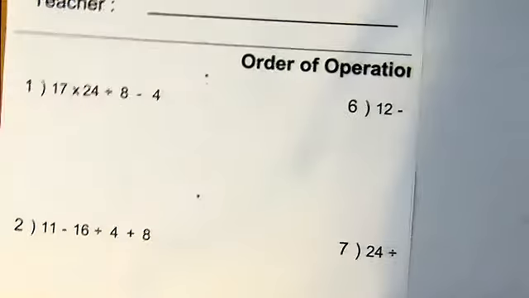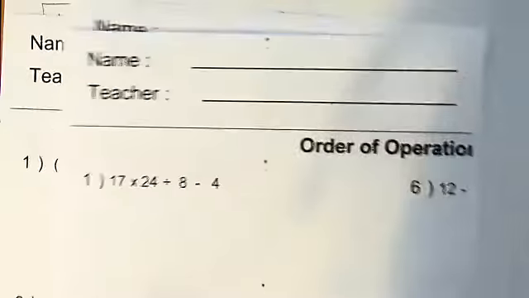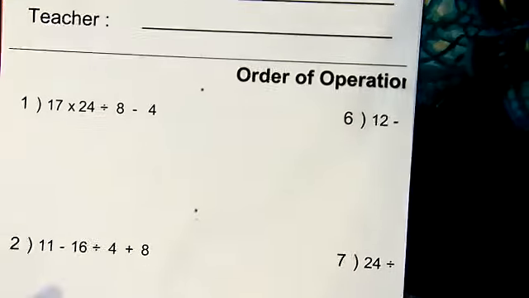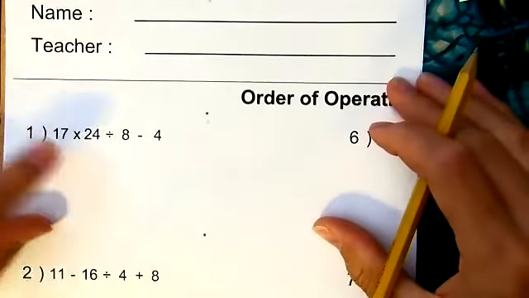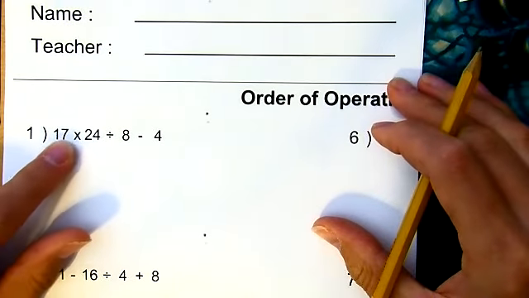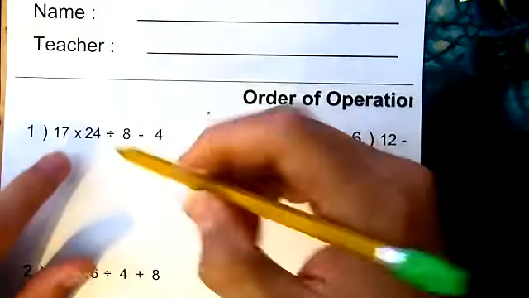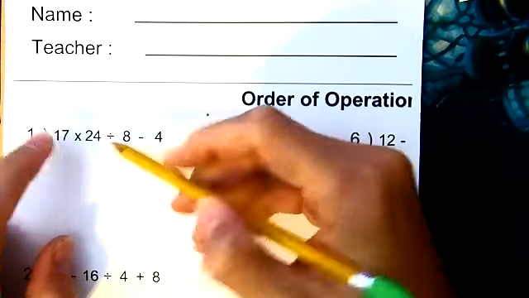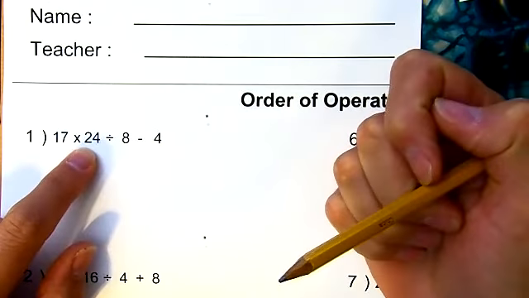So these are the easiest ones, I think. Yeah, there's 3 different levels. So no parentheses, no exponents. So you just need to follow your PEMDAS. So multiplying and dividing are done first. So start on your left. 17 times 24 is the first thing you do.